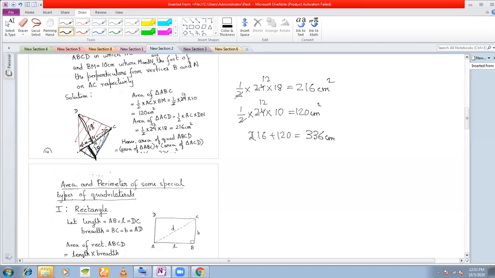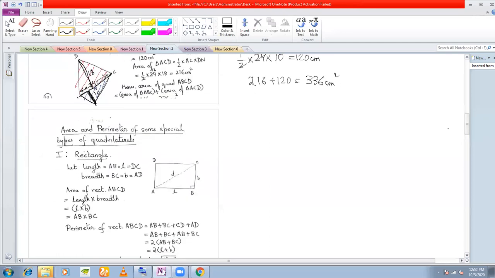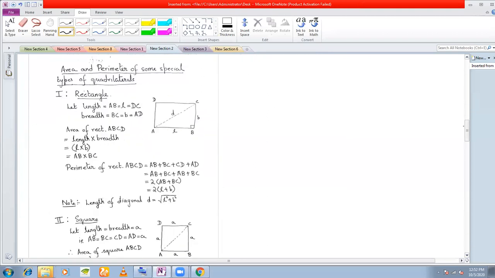336 centimeter square. Okay, this is the area of the quadrilateral. So in this case, it was simpler because you did not have to use Heron's formula. No side was given. In fact, the base and height of both the triangles were given, from which you were able to find out the area of both the triangles, add them up to get the area of the quadrilateral. Next, rectangle. You know, area of rectangle, length into breadth.